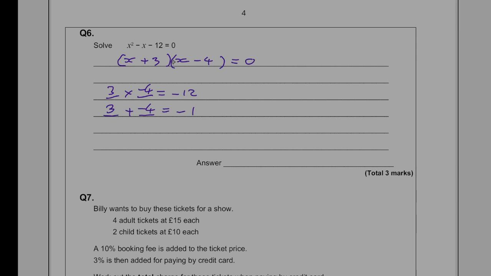Now, for two things to multiply together to make 0, one of them has to be equal to 0. So either x plus 3 is equal to 0 or x minus 4 is equal to 0, which gives me the solution either x is equal to minus 3 or x is going to be equal to 4.